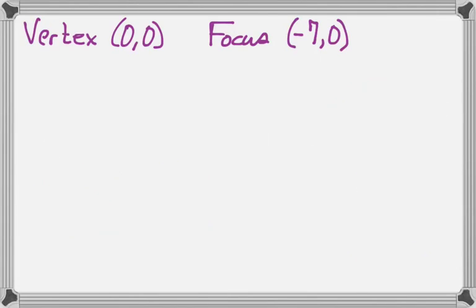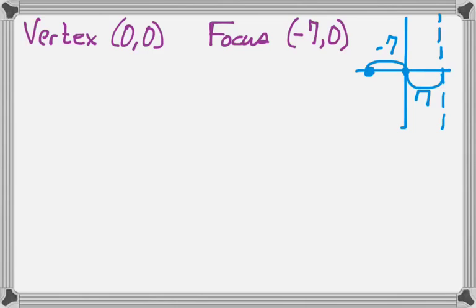So let's look at a problem. If I was just to sketch this, my vertex is here. My focus is back behind us. So that means C is -7. My directrix would be the other way, but it's still 7 units away. And so my directrix is x equals +7 in this case.